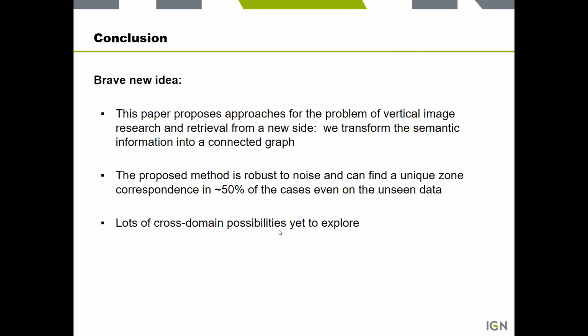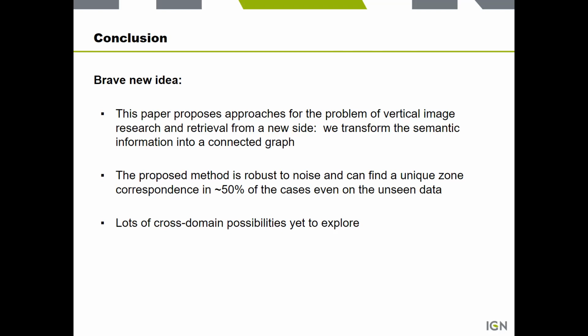Okay, so now I'm going to conclude on this method. This paper actually proposes a brave new idea. We want to approach vertical image search and retrieval from a completely new side, by passing via semantic information and using a connected graph as a representation. The proposed method is robust to noise, and we can find a unique zone correspondence in more or less 50% of cases, even on that same data.